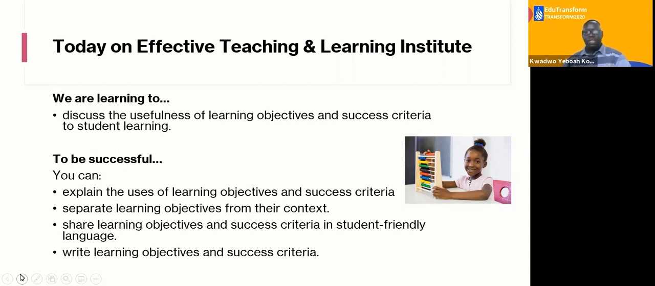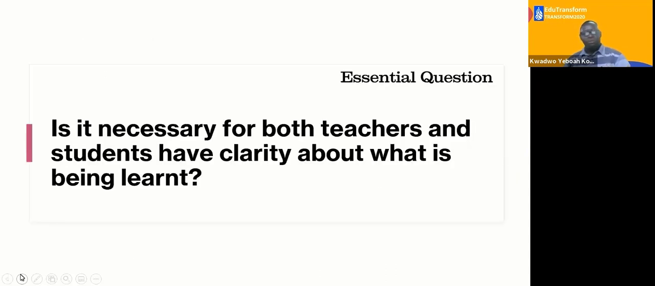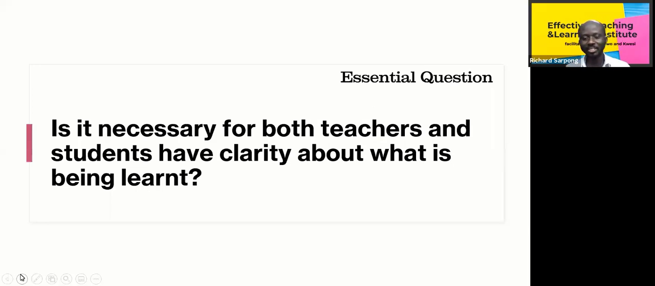Kwesi, to start with, can you please tell us what it is that we intend to do? Basically, what is the essential question that we're trying to address in this episode? So from the learning objective, the key understanding that we want to go with, the takeaway, is the learning objective: students having clarity about what they are being taught.